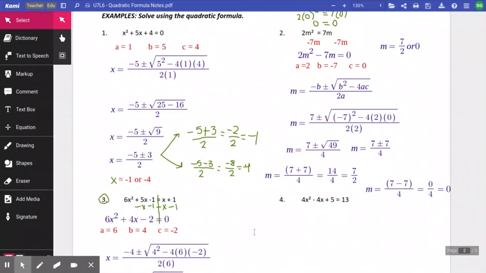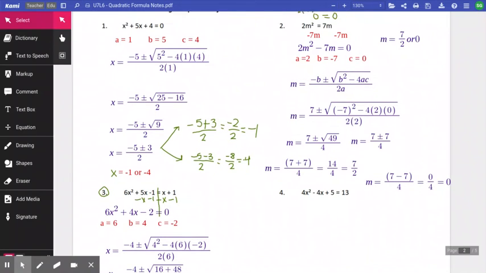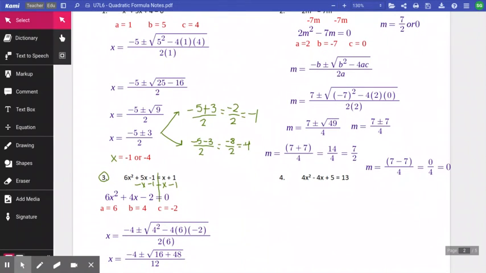Once I've got that, I'm just going to work on simplifying the square root. So inside that square root, I said 4 squared is 16. And then negative 4 times 6 is negative 24. Negative 24 times negative 2 is 48. So we get that positive 48 there, all divided by 2 times 6, which is 12.